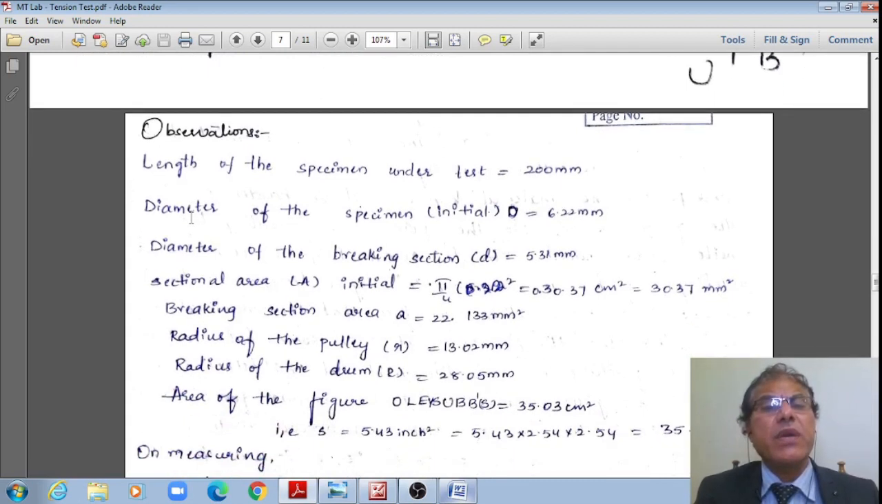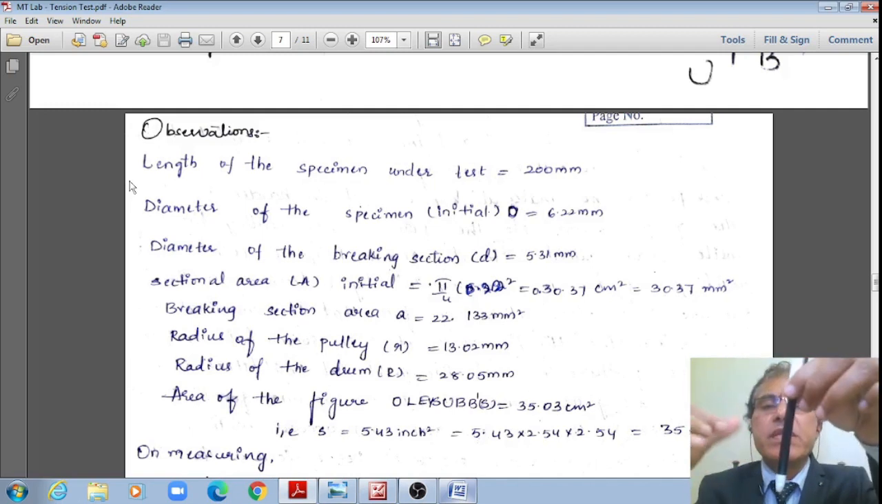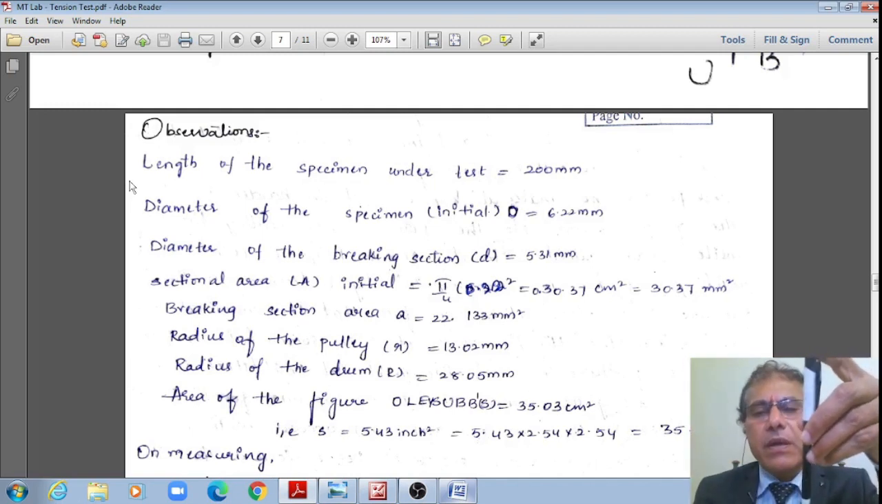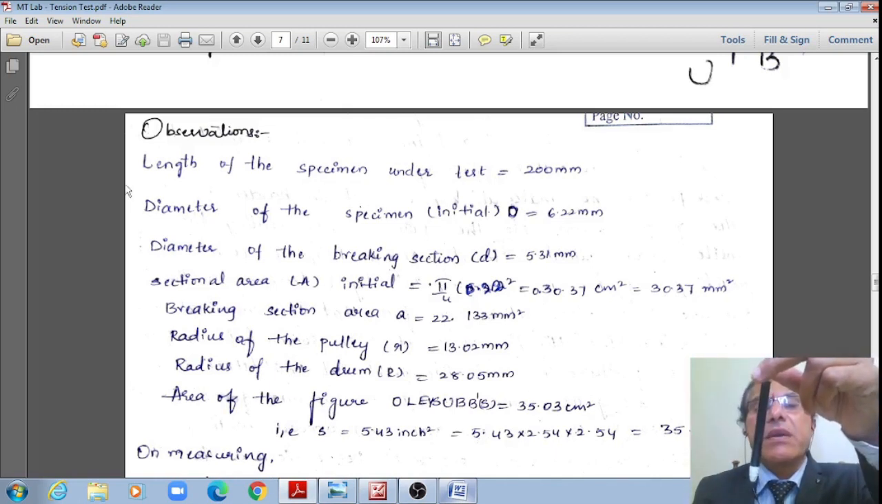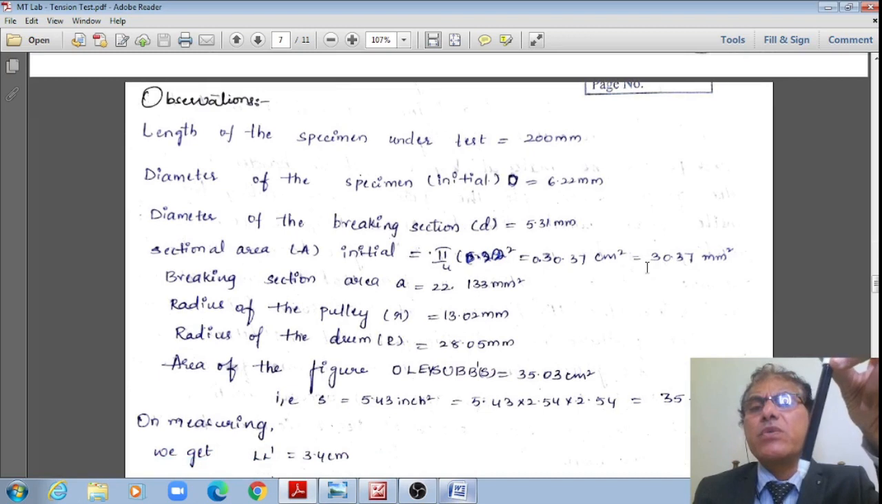Now let us see the observations, right? The length of the specimen under test is equal to 20 centimeter or 200 mm, and the initial diameter of the specimen, which I measured using the vernier calipers as I would explain while conducting the experiment, is 6.22 mm. The diameter of the section at breaking, small d, is equal to 5.31 mm, student, right? The initial sectional area, capital A, is equal to pi by 4 d square, which works out to 30.37 mm square, and the breaking section area, small a, is pi by 4 multiplied by 5.31 whole square, which is 22.133 mm square.